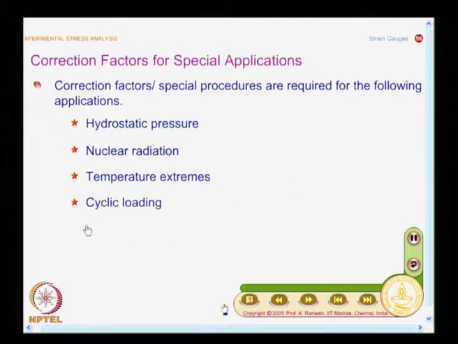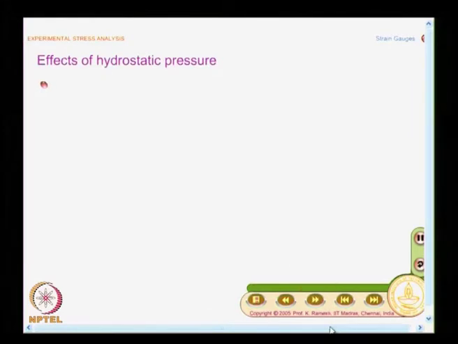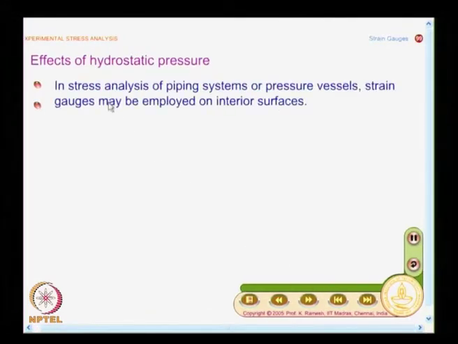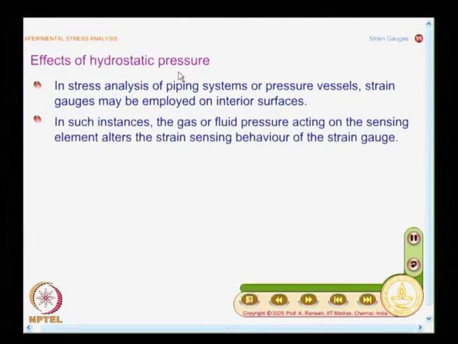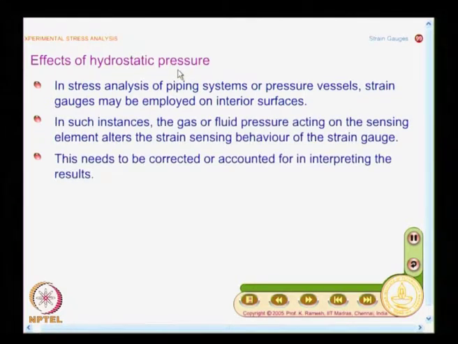And another aspect is, when I am involved in cyclical loading, what precautions I need to take for such measurements. So, we will go one after another. We will first take up hydrostatic pressure. What happens when I apply hydrostatic pressure, and where is this important? So, you have piping systems or pressure vessels where strain gauges may be employed on interior surfaces.